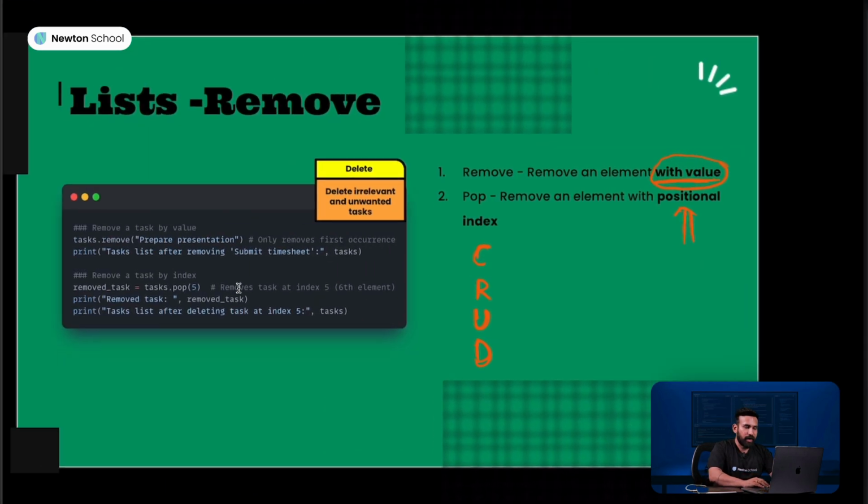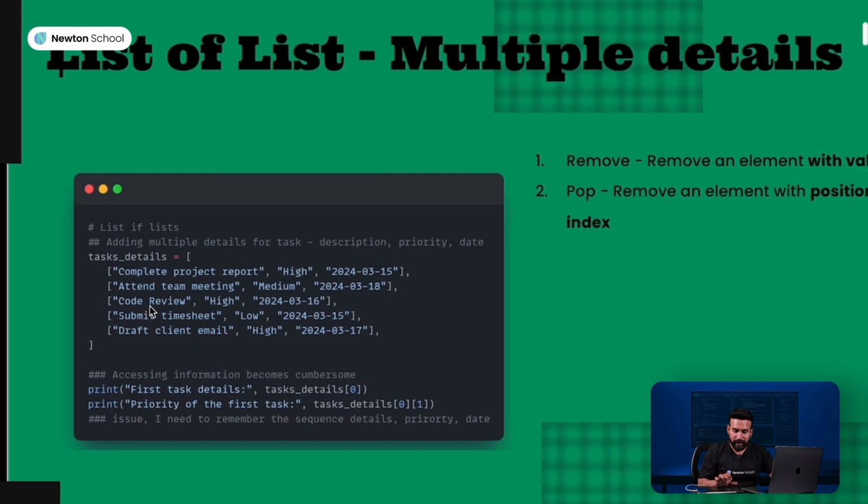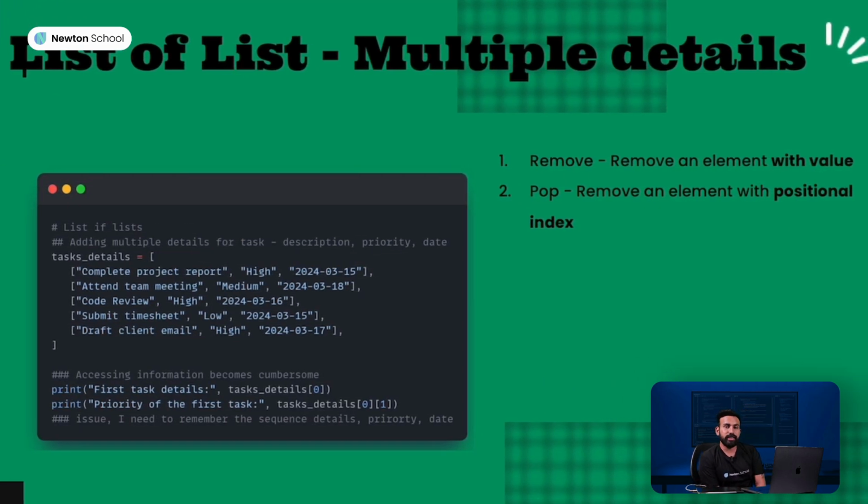Next up, what we will see quickly is another thing, which is list of lists. It's a very simple concept. The idea here is that until now, I was just storing the description of the task, let's say complete project report, etc. But now I may want to store some other details as well. Let's say what is the priority of a particular task?